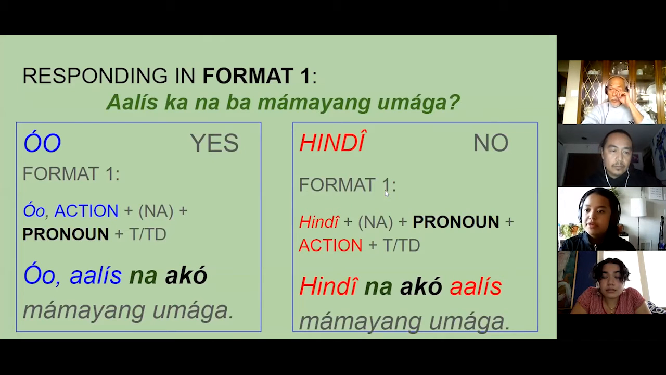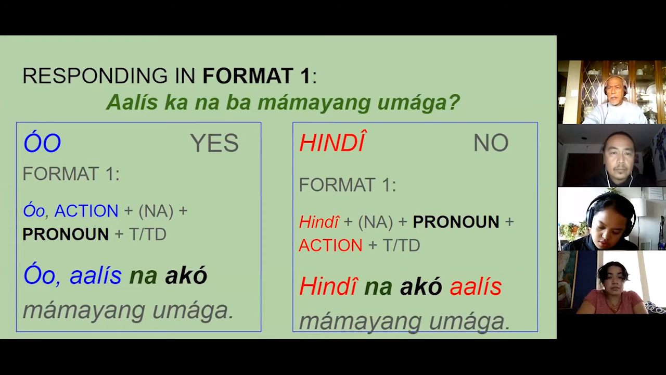So now we go into the responses. Because in the ba, when you say, are you going out? Are we leaving? Is he eating? So it's either yes or no. For now, we'll focus on the yes or no. Okay, because there's also a response. Maybe he's going out. Maybe he's not going out. So here the question is, aalis ka na ba mamayang umaga?